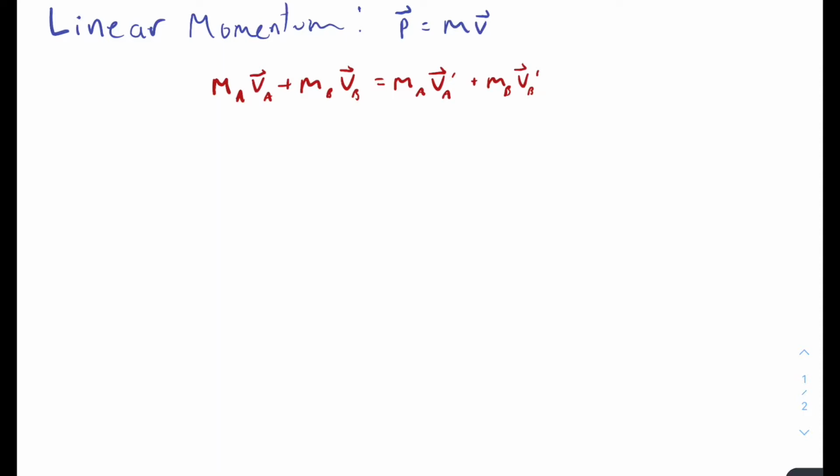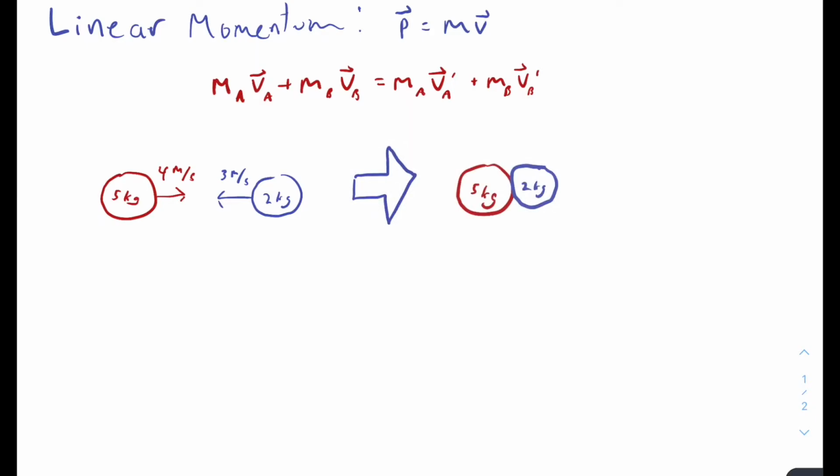While the objects' masses will stay the same, the velocities will change. So the velocities of the objects at a later time can be represented by adding a prime symbol. Let's look at the following example where two objects of different masses are moving in opposite directions towards one another. When these objects collide, they stick together and move at the same velocity.